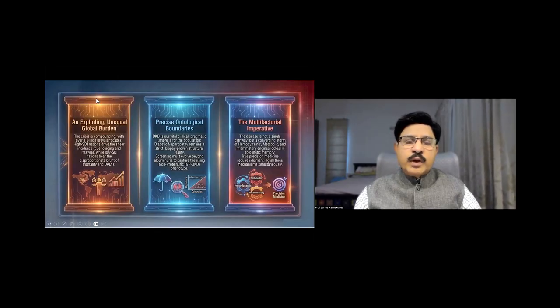Now, there are three aspects. An exploding, unequal global burden on one hand. That means in some countries it is much faster, in other countries lesser. And also disability-adjusted life years, DALYs, are increasing. Second one is precise ontological boundaries.